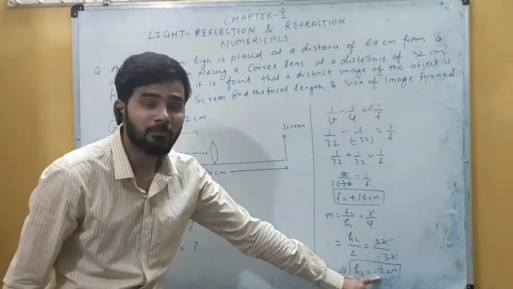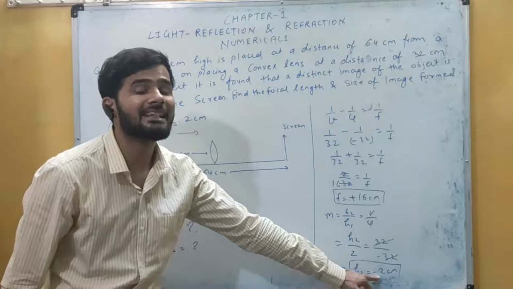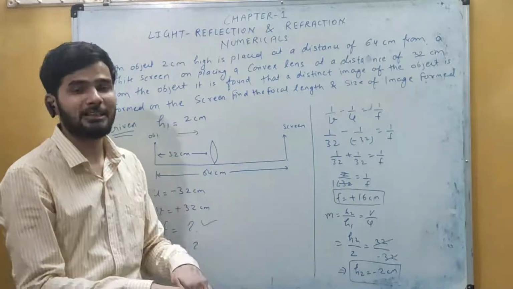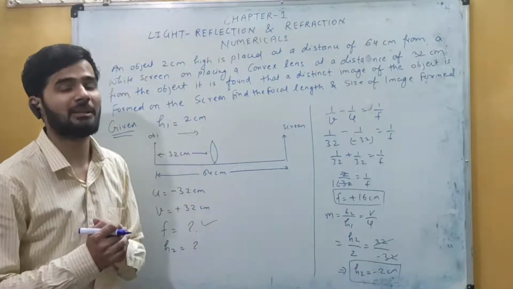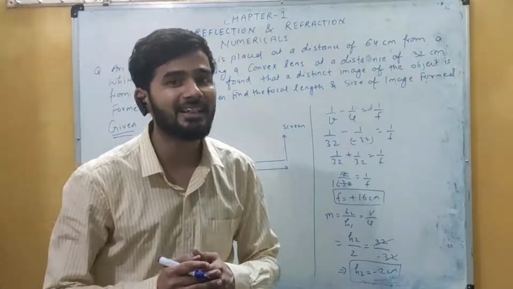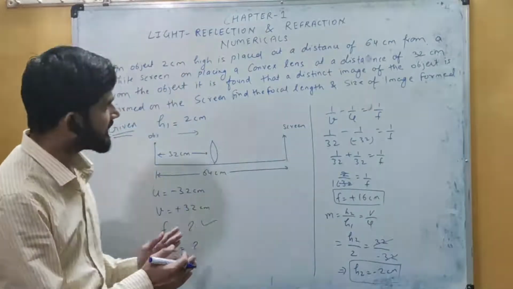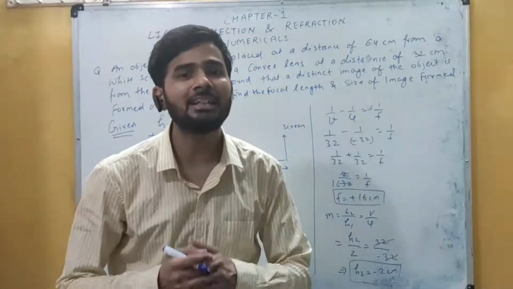Now what is the meaning of the minus sign here? The negative sign represents that the image is forming below the principal axis. And if an image is real, it has to be formed below the principal axis. Why? Because it will always be real and inverted. So in this way we can solve the numerical based on the lens formula.